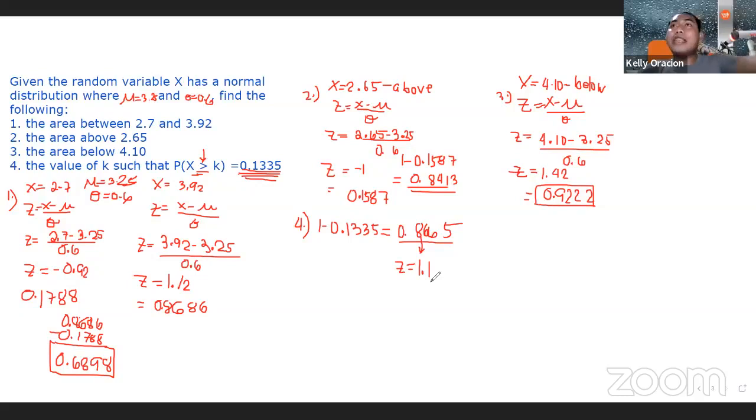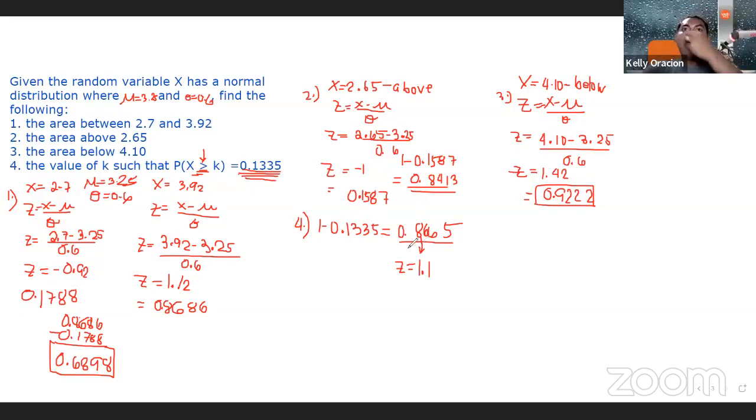So nakuha na natin yung z-score. But again, yung tanong, bakit tayo nag-1 minus? It's because the condition here is greater than. Pag less than na siya, hindi ka na mag-1 minus. Pero greater than na siya, you are going to perform 1 minus the area para makuha ang tabular value.